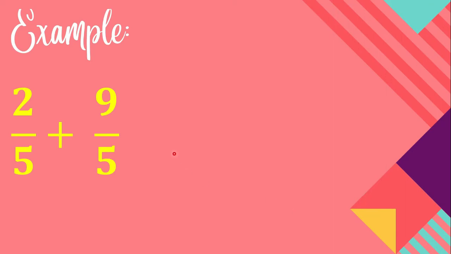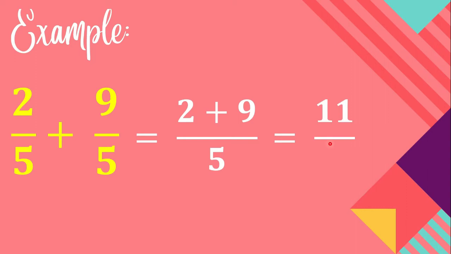Example, 2 over 5 plus 9 over 5. That will be equal to, all you have to do is copy the denominator, which is 5, and then add the two numerators. You have 2 plus 9 equals 11 over 5. So that is your final answer.